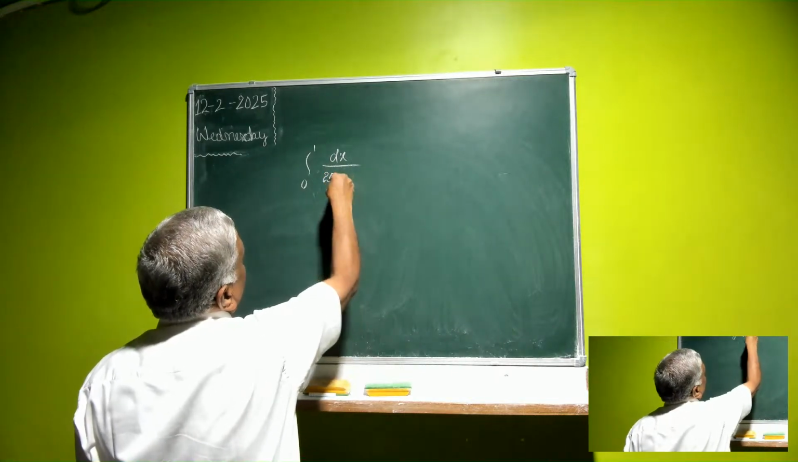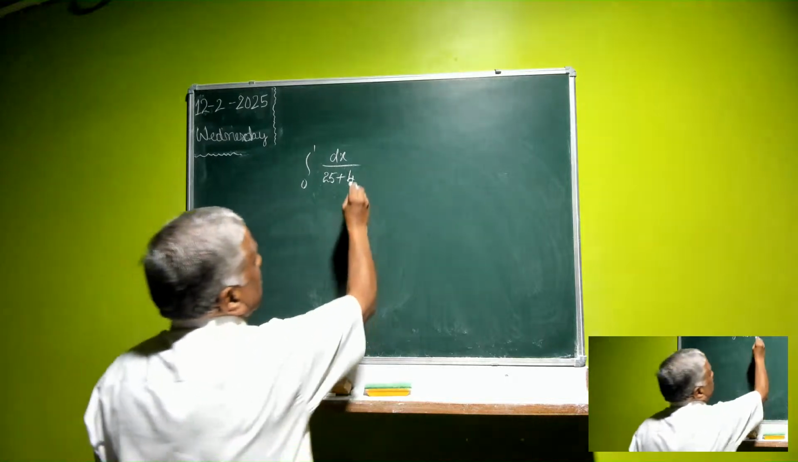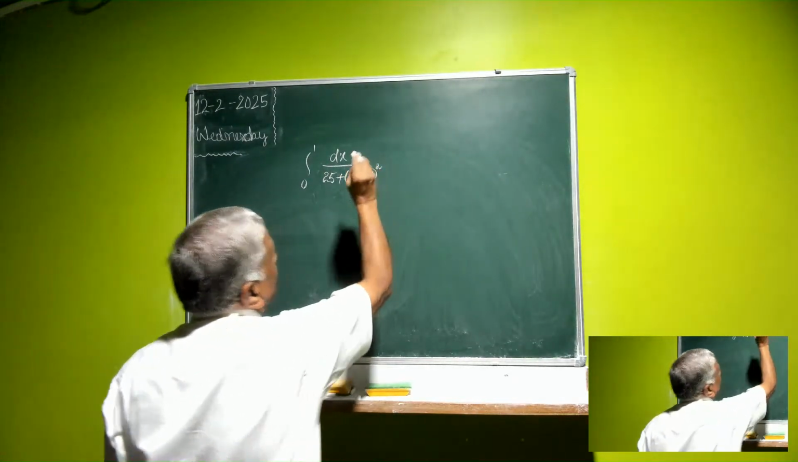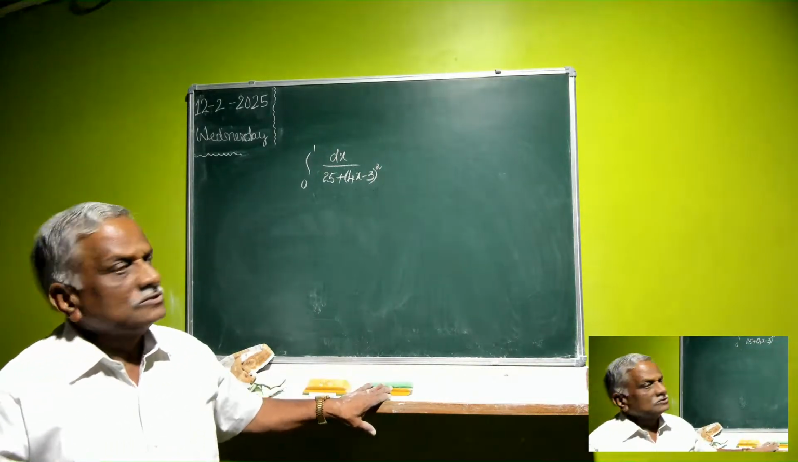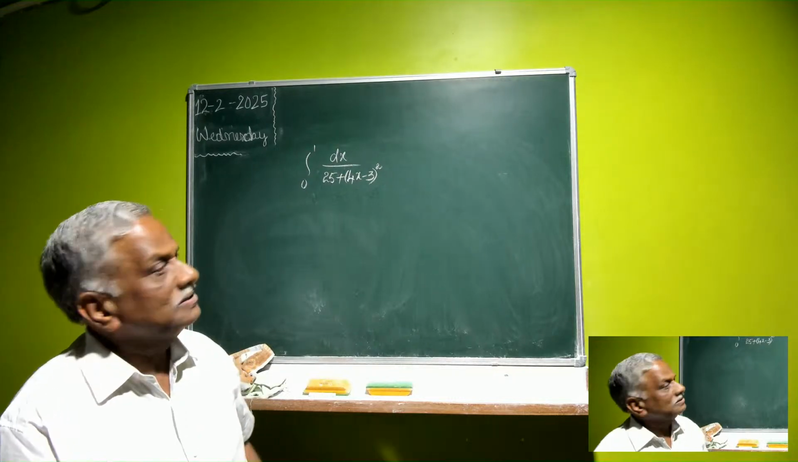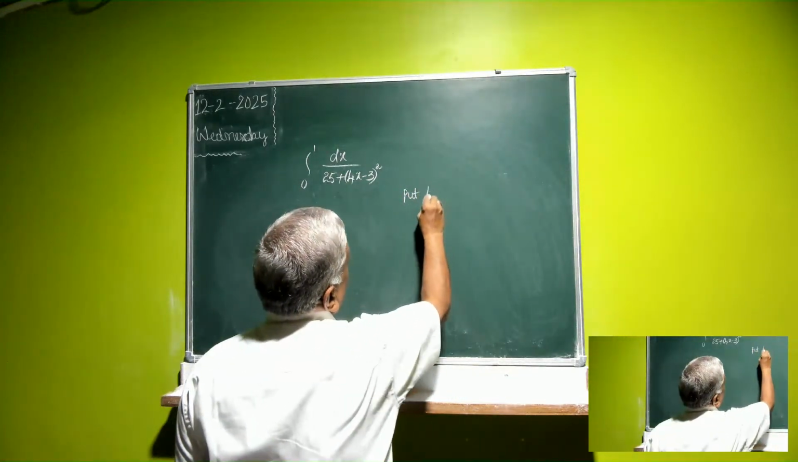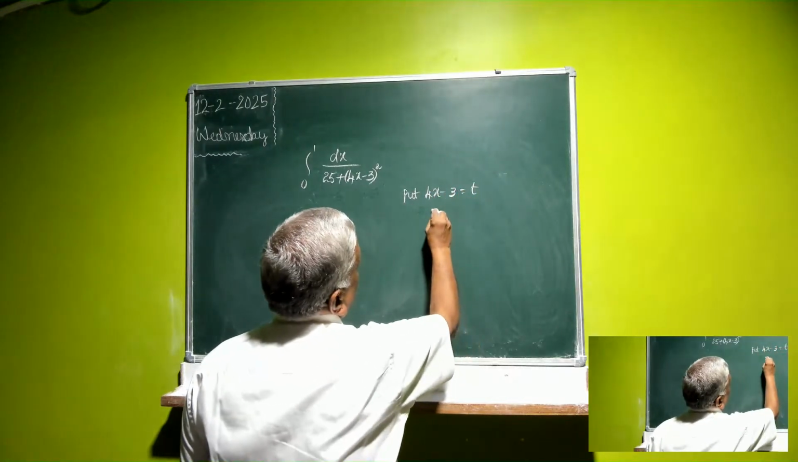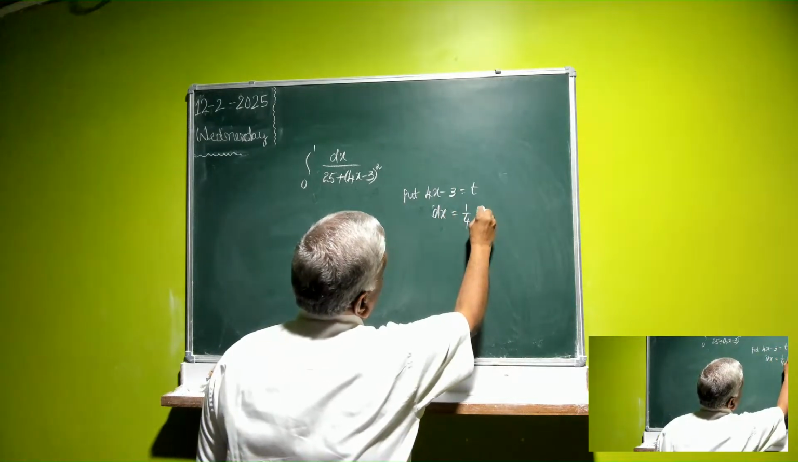25 plus 4x minus 3 whole square. You should get only dx on differentiation, there is no other function. So what you should do is put 4x minus 3 as t. You get dx is equal to 1 by 4 dt.